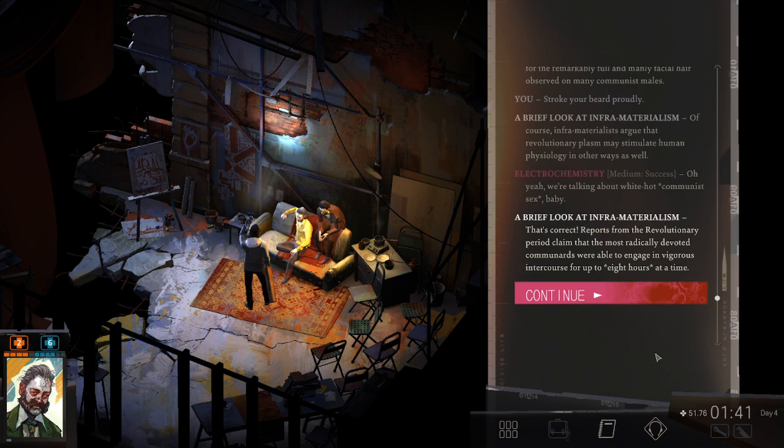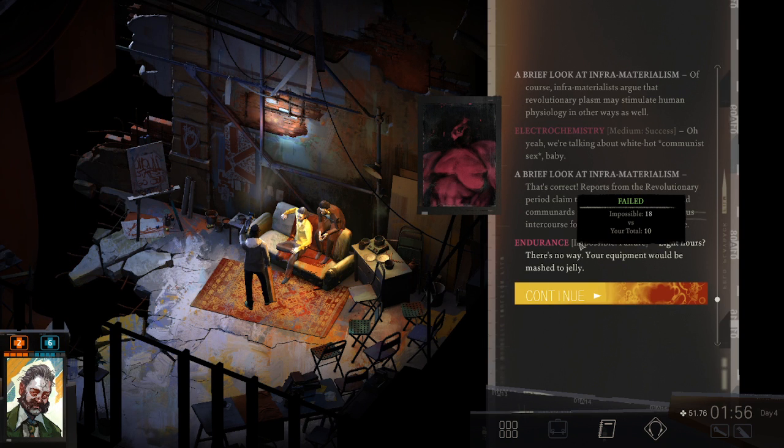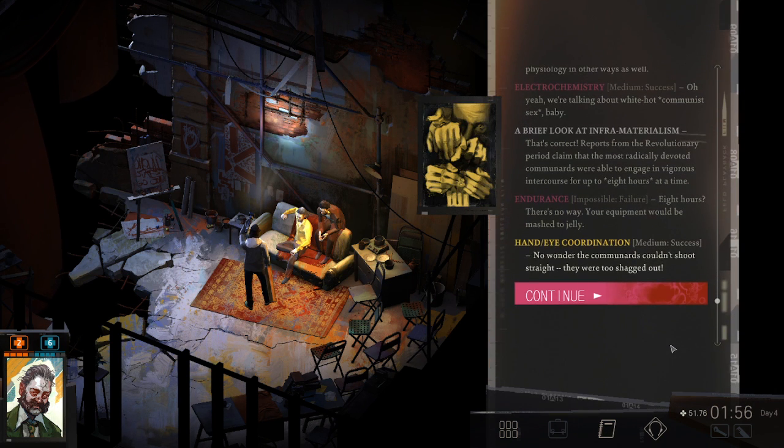SEX, baby. That's correct. Reports from the revolutionary period claim that the most radically devoted communards were able to engage in the most vigorous intercourse for up to 8 hours at a time. Okay, cool, whatever. That's crazy. 8 hours. There's no way. Your equipment would be mashed to jelly.